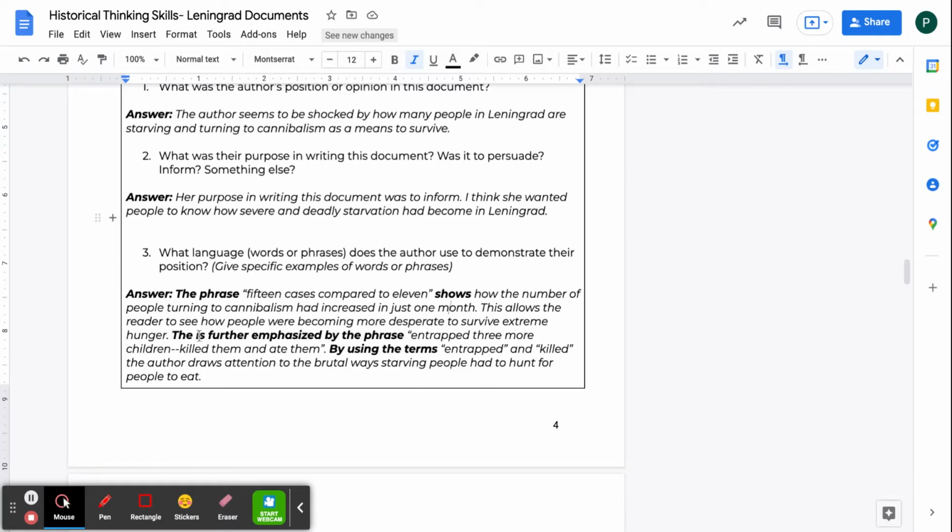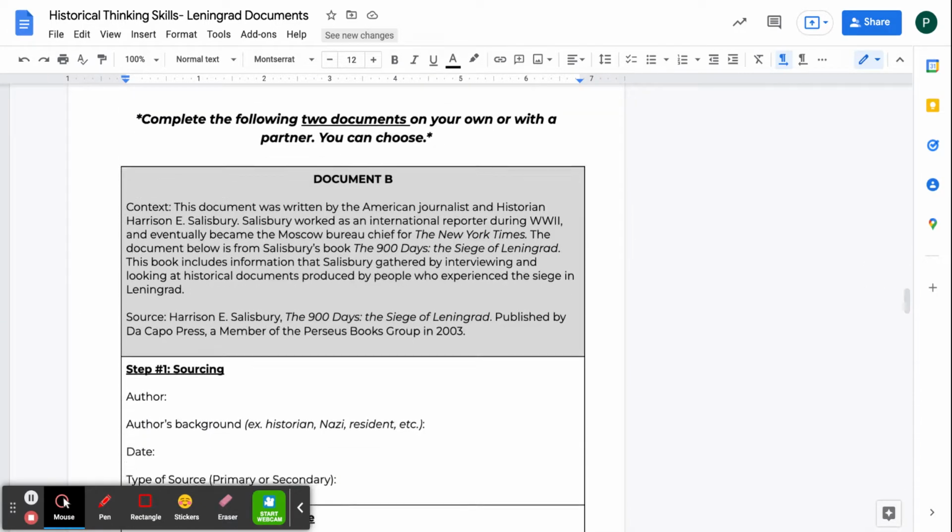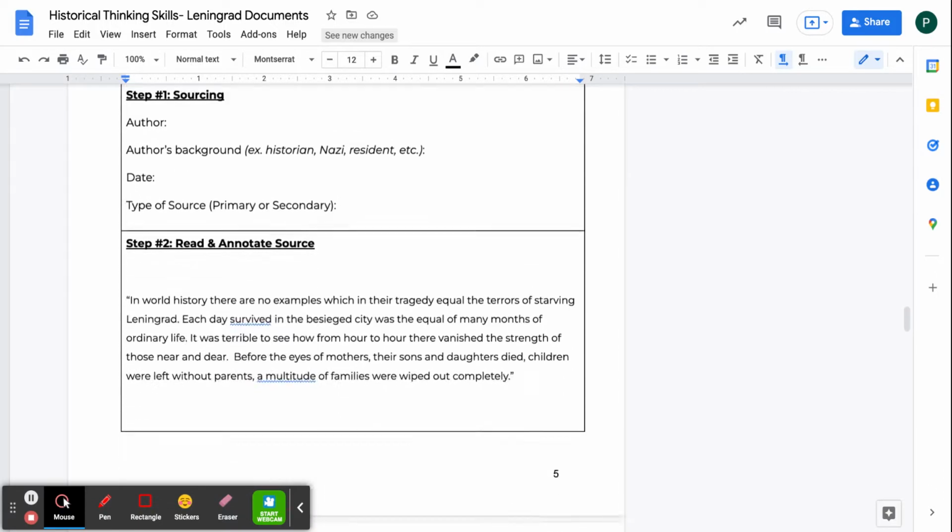Okay, this is further emphasized by the phrase entrapped 3 more children, killed them, and ate them. By using the terms entrapped and killed, and this is also interesting, draws attention to the brutal ways starving people had to hunt for people to eat. This connects back to not only the informed, but just the author's position and opinion. They were shocked. So you're going to do the next 2 documents on your own or with a partner, whatever works best for you today.